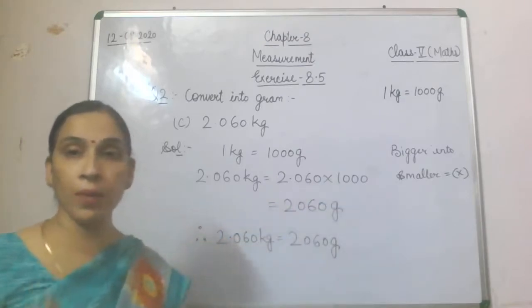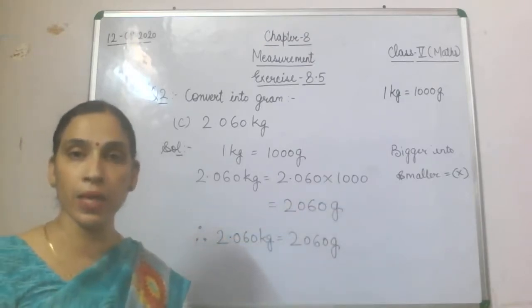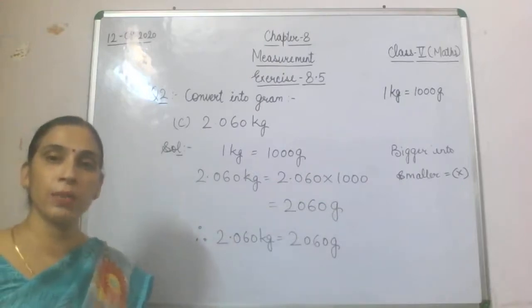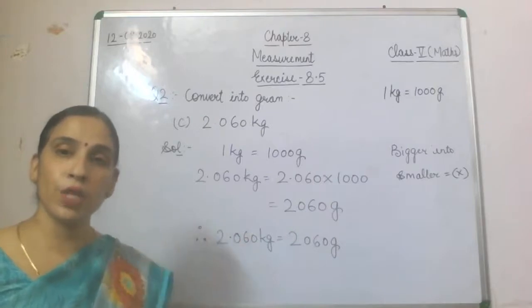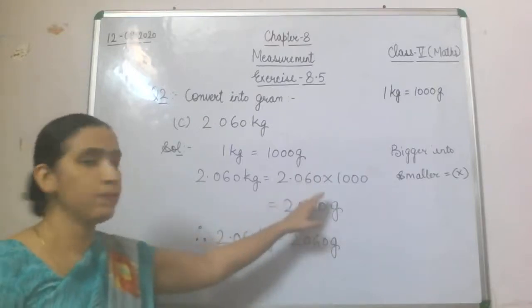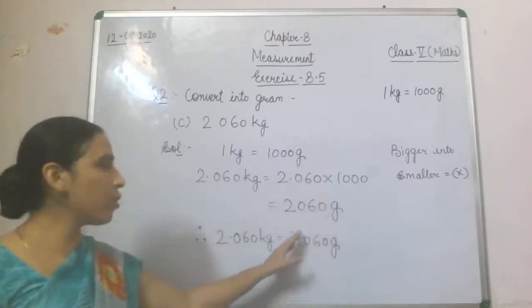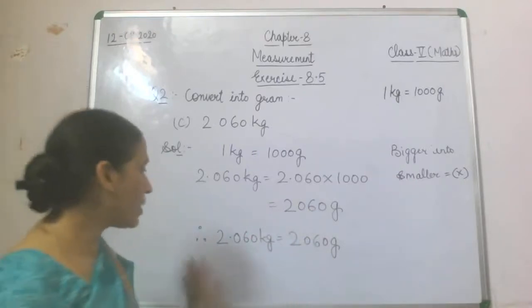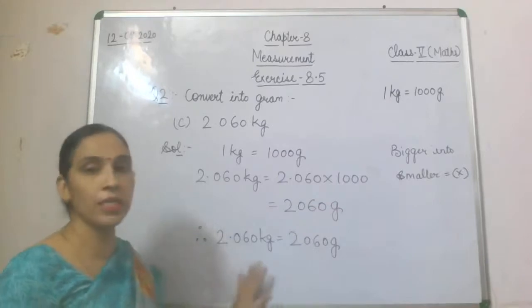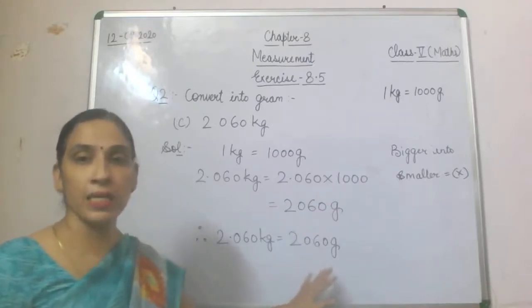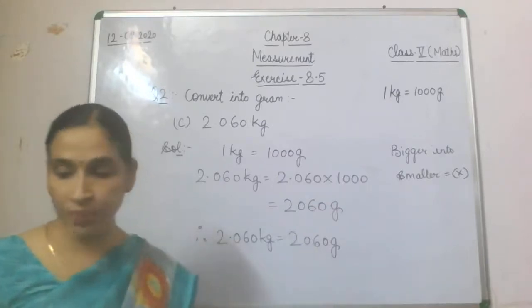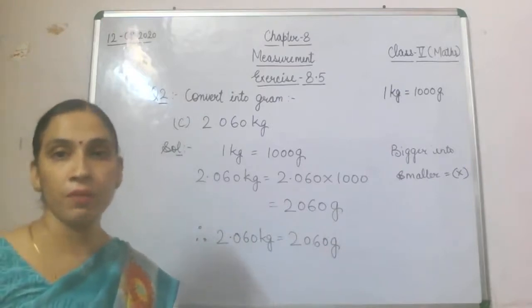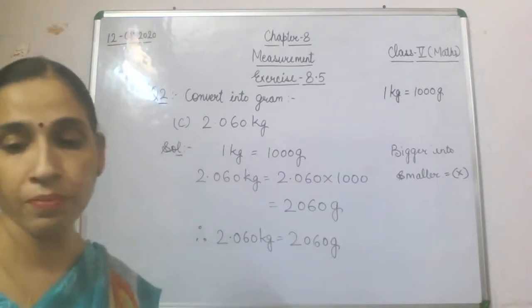It means you are multiplying it by 1000, and we have 3 zeros in 1000. It means the decimal place will shift towards the right by 3 places. So we have got 2060 gram. So what is the answer here? Therefore, 2.060 kg is equal to 2060 gram. So we have completed our C part, which is your question number 2.